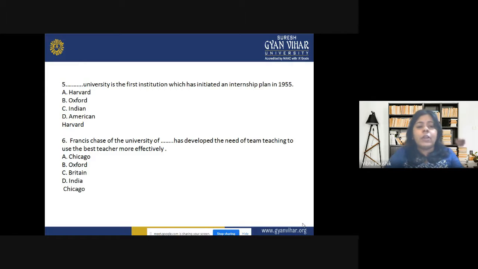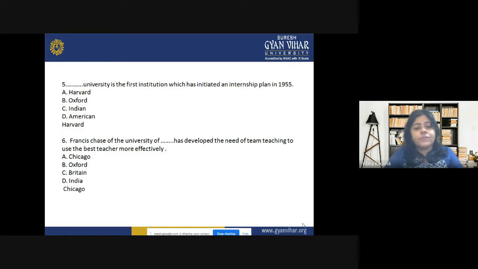Yes, what will be the correct answer? Yes, the correct answer will be option A, that is, this is Harvard University, and Harvard University is the first institution which has initiated an internship plan in 1955.